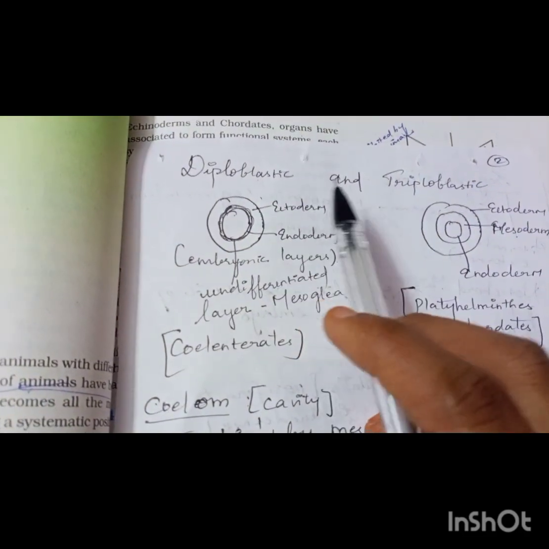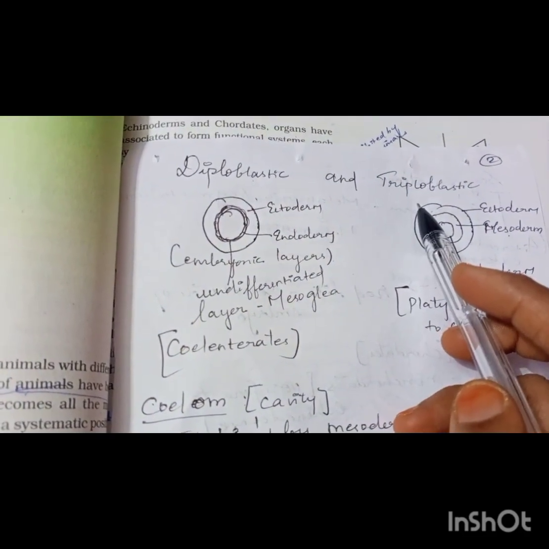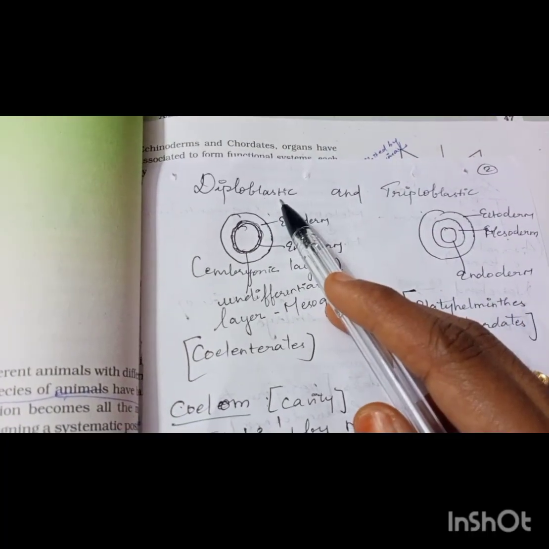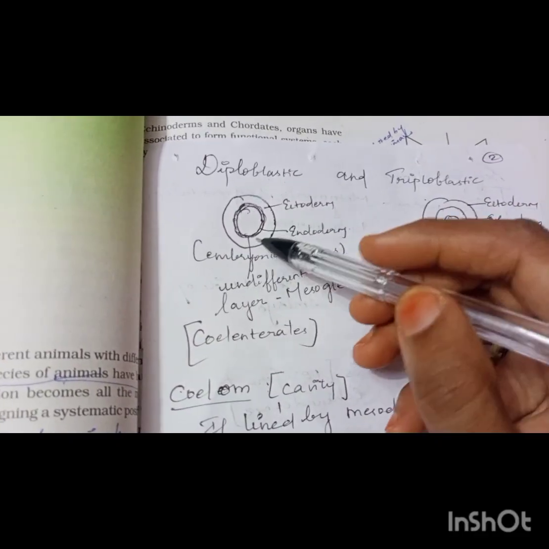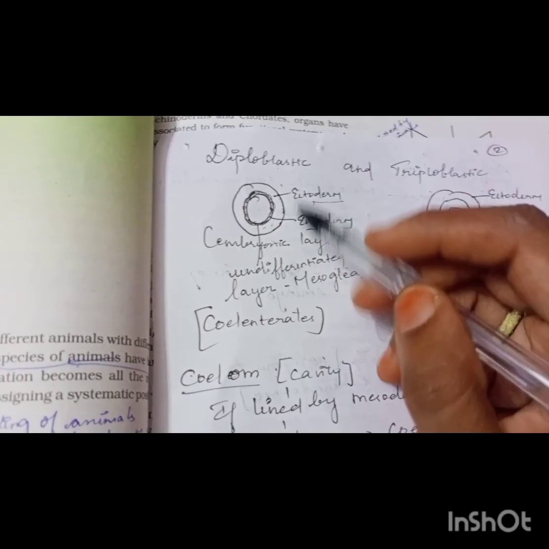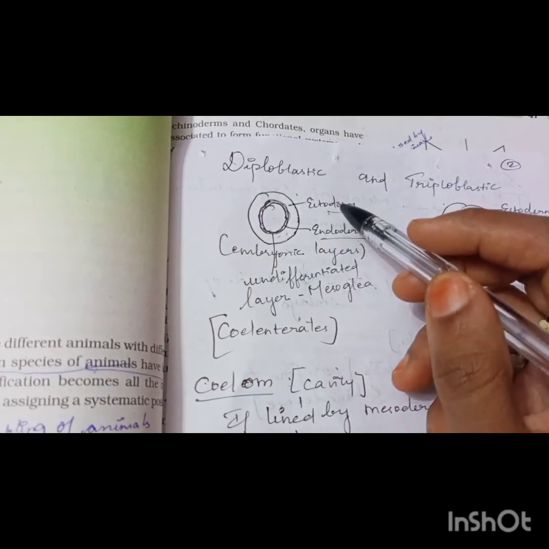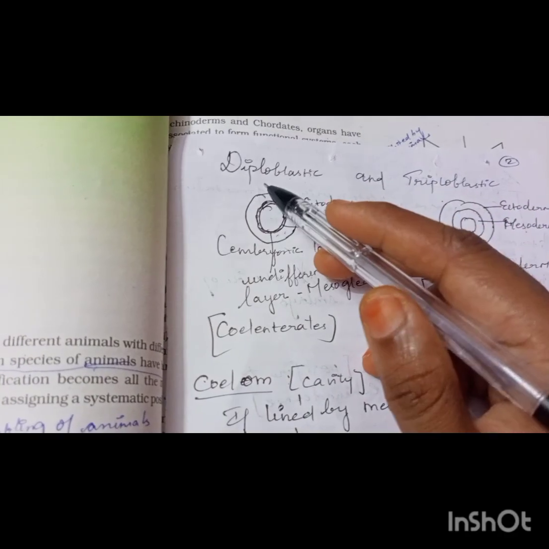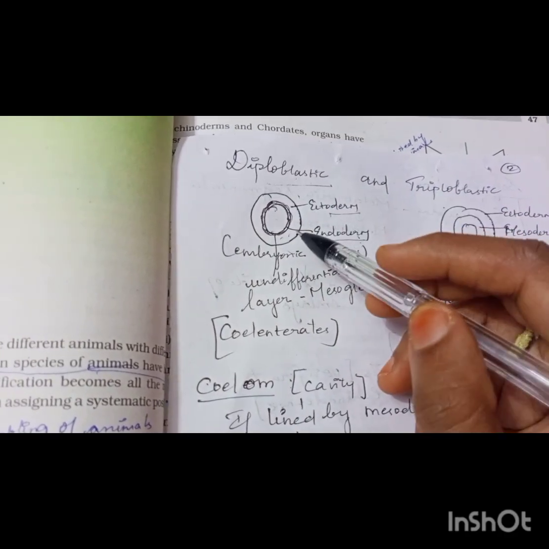Next is diploblastic and triploblastic organization. So these are some of the characteristics used for classification. So what is diploblastic organization? During the embryonic development, two layers will be formed. One is ectoderm, outer, inside is endoderm. If the embryonic layer is composed of two, it is known as diploblastic organization.